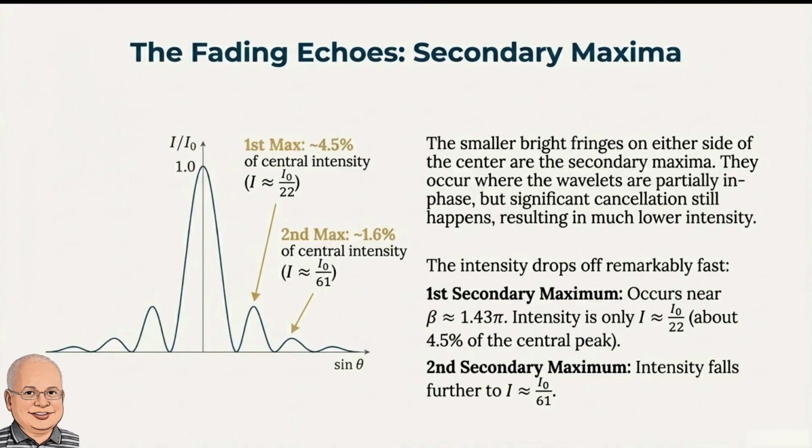Why does this happen? The smaller bright fringes on either side of the center are the secondary maxima that we have defined already. They occur where the wavelets are partially in phase and partially out of phase. Out of phase cancels out, partial in phase adds up. But significant cancellation still happens because of the partial out of phase. That results in much lower intensity. The intensity drops off remarkably, as I have just described looking at the figure.